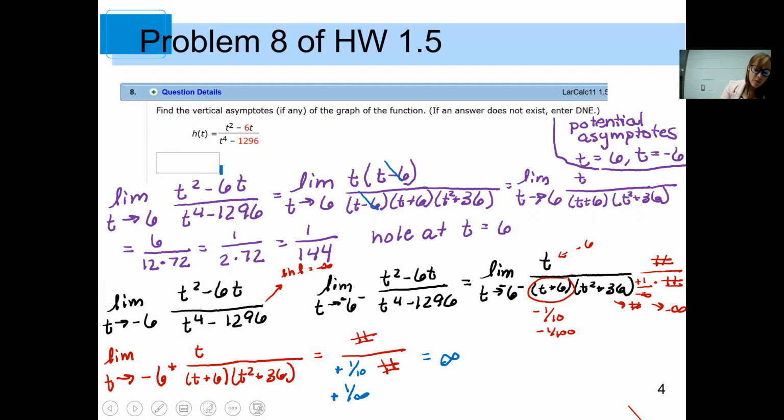And so what we see is that we have a vertical asymptote at t equals -6, but again, t equals 6 is a hole. So that line, t equals -6, we have that vertical asymptote. We do want to put in the t there and the -6.